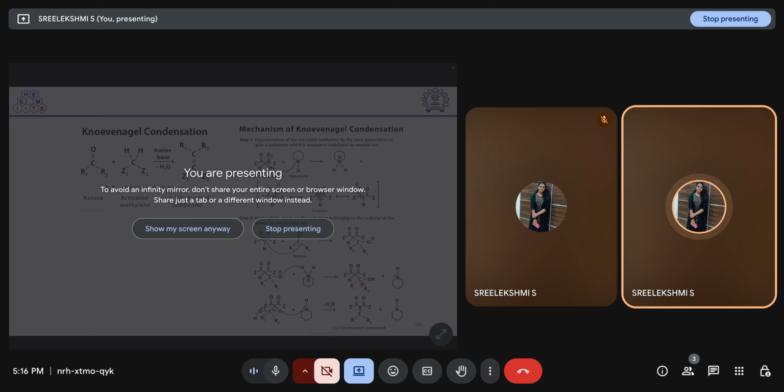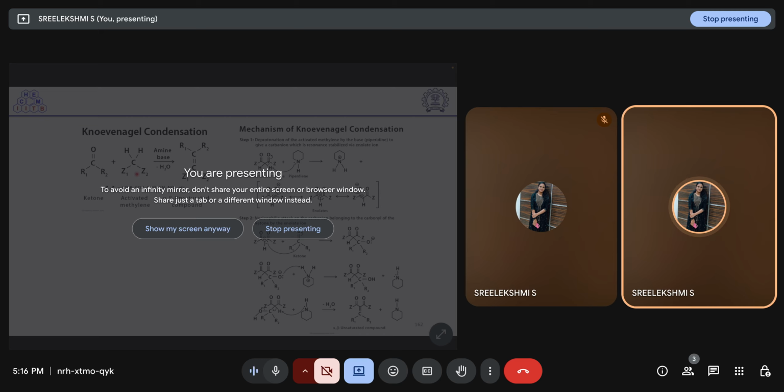Then what can happen is this base can take the other proton from this active methylene group, and this bond will come over here and this will go over here, and it will form this kind of alpha beta unsaturated carbonyl compound. So this reaction is known as Knoevenagel condensation.